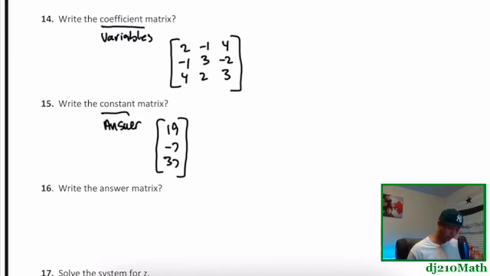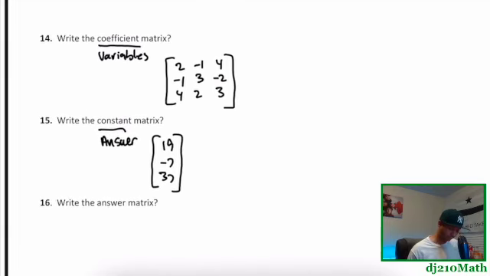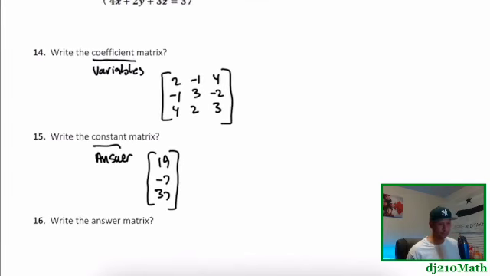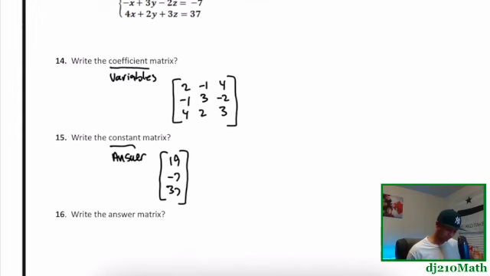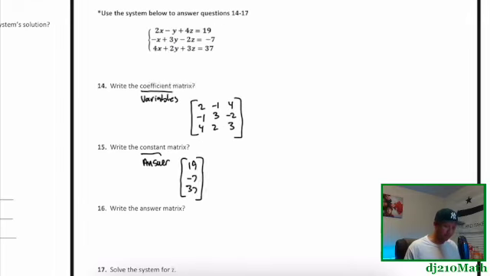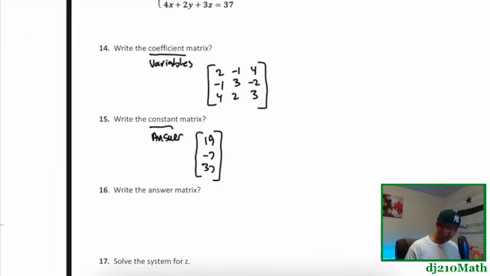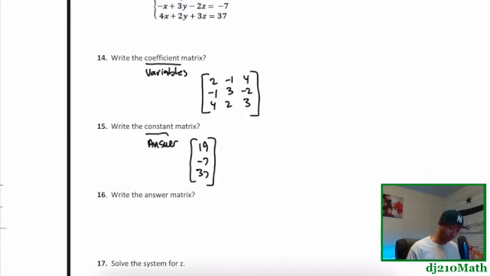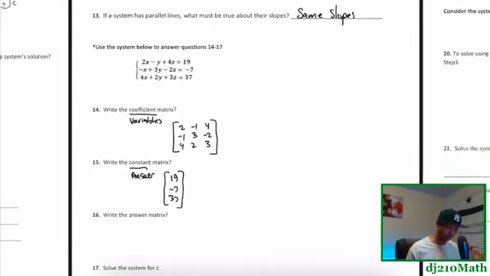All right, the answer matrix. So this is kind of a weird wording. So the answer matrix is when you put this in a calculator and you figure out what the answer is, right? Like the actual answer, meaning the X, Y, and Z, like afterwards with all the ones and zeros.